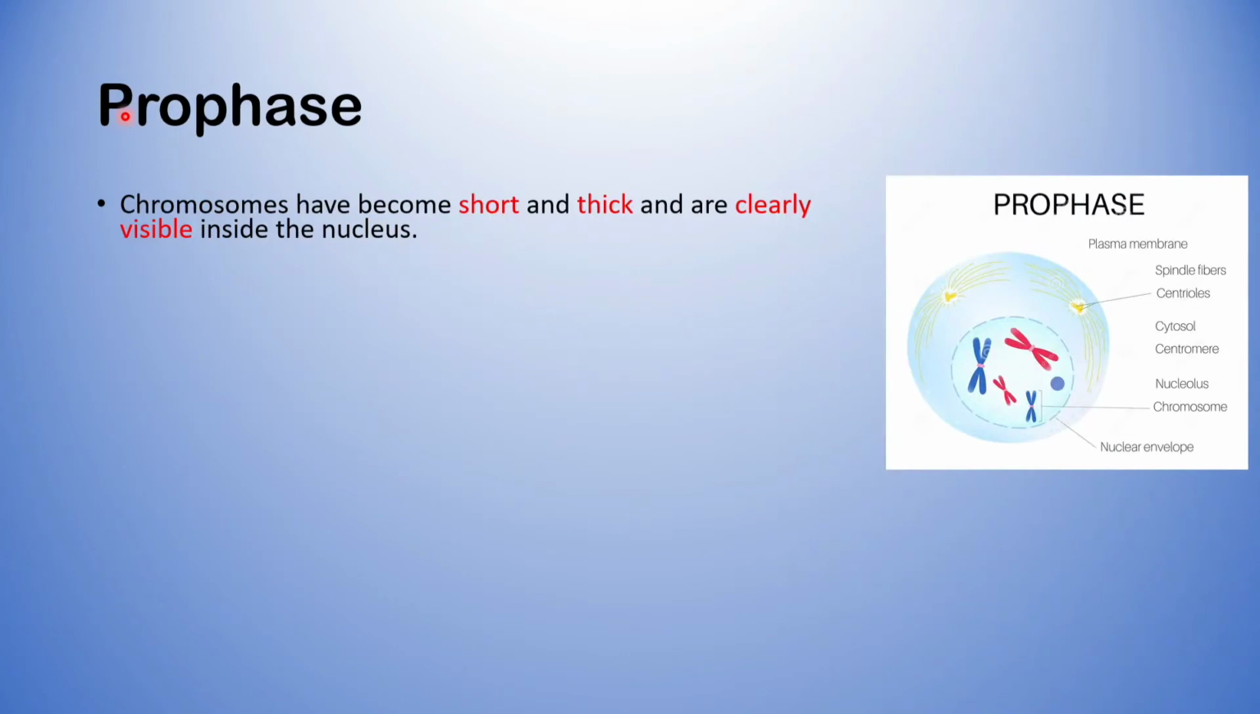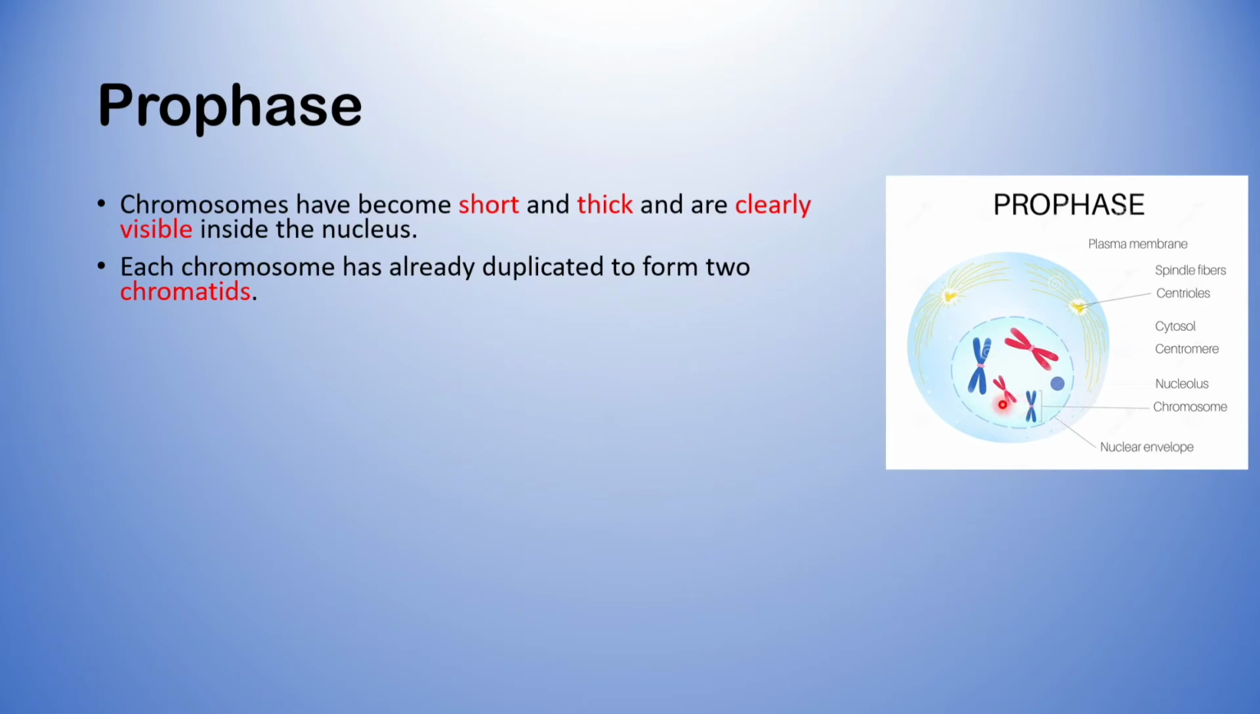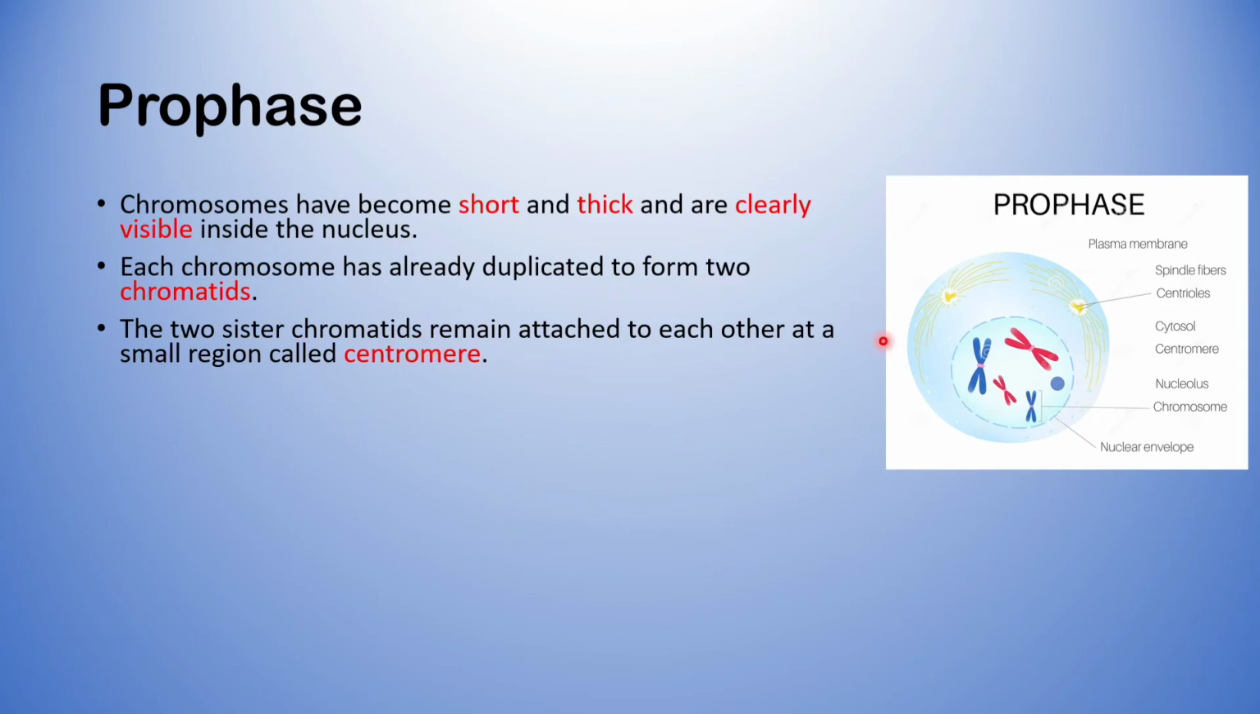Now the prophase. Chromosomes have become short and thick and clearly visible inside the nucleus. You can see that the chromosomes become short and thick and clearly visible inside the nucleus. Now each chromosome has already duplicated to form chromatids. Each chromosome was duplicated in the interphase stage to form 2 chromatids, right? This one is one sister chromatid, and this is another sister chromatid.